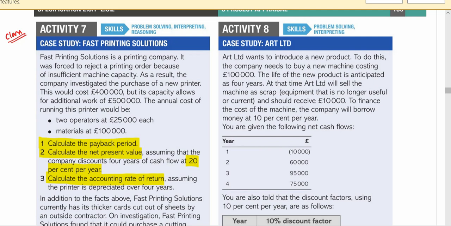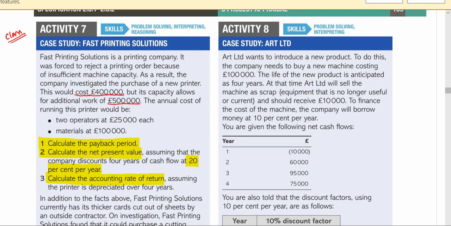This would cost 400,000. So this is the cost of the printer machine, but its capacity allows for additional work, 500,000. This is the additional work. The annual cost of running this printer would be, we need two operators, 25,000 each, and the material cost 100,000.